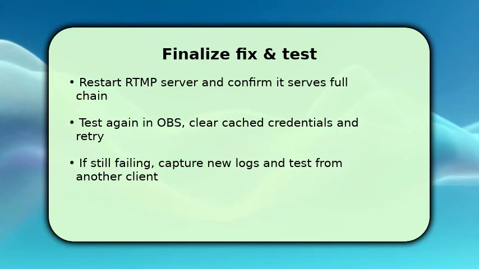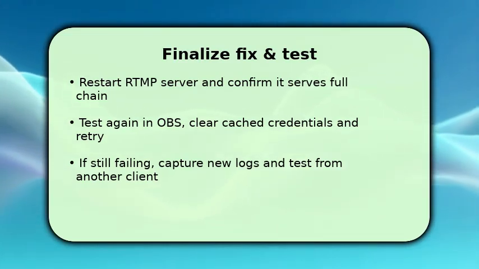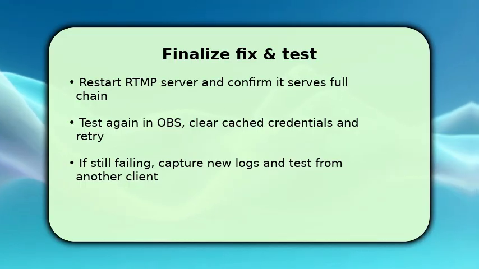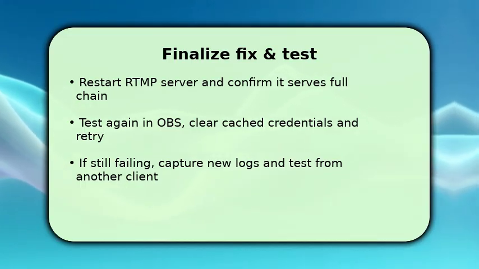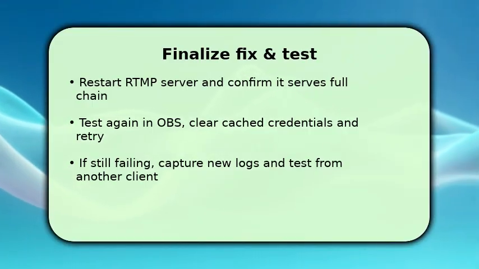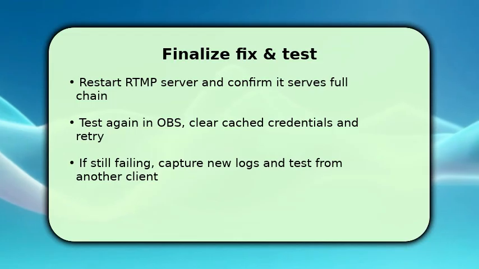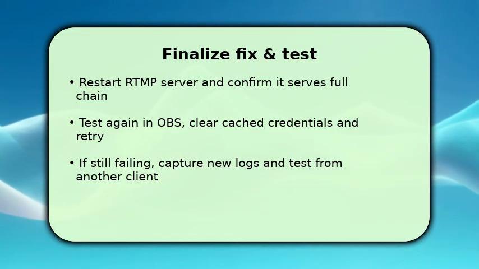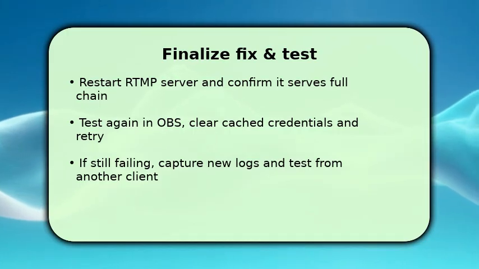Finally, apply the fixed certificate bundle on the server and restart the RTMP service so the new chain is served. Then clear OBS cached connections, update the stream key if needed, and test the connection while watching the fresh OBS log for a successful TLS handshake. If it still fails, test from a different client or machine to rule out local trust store issues.